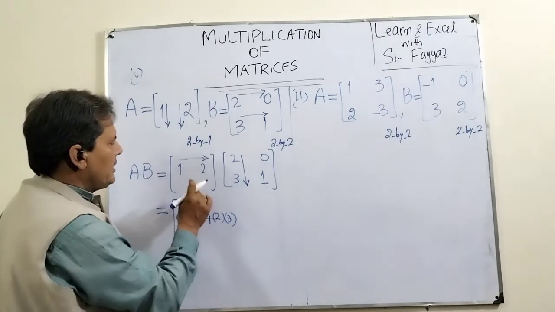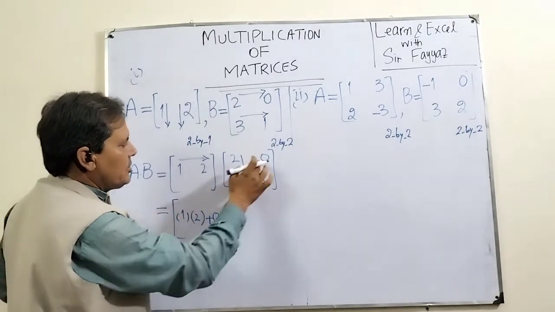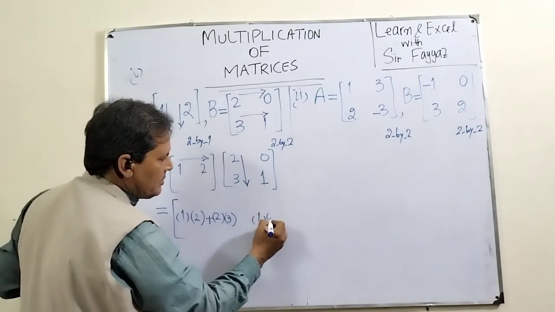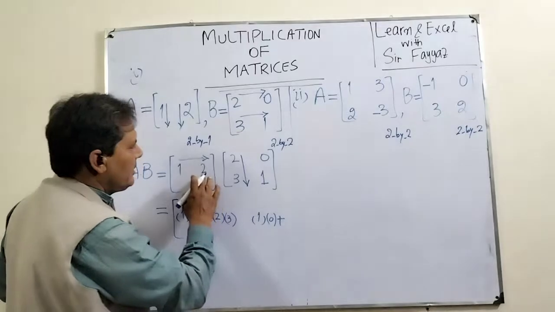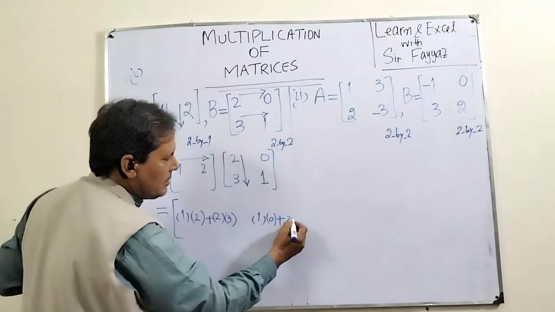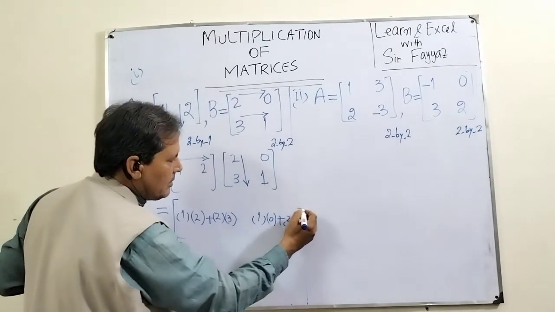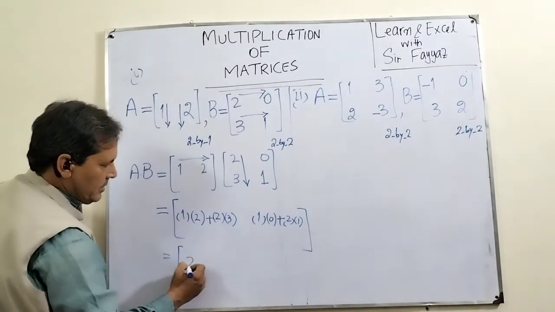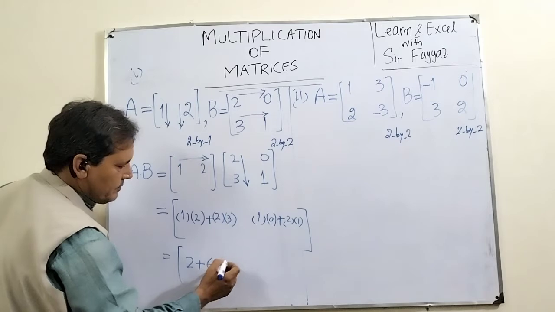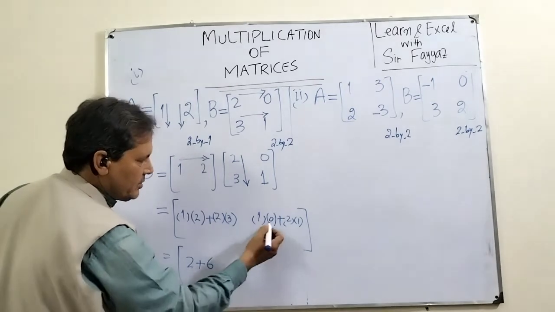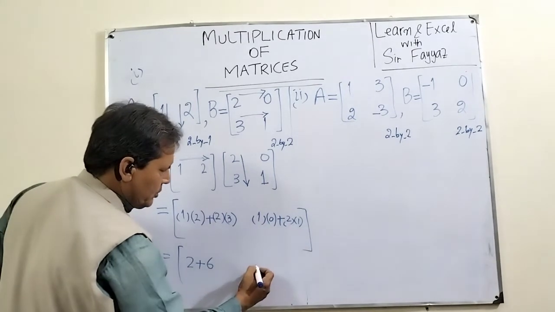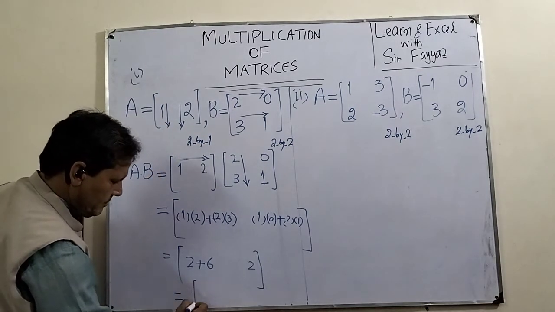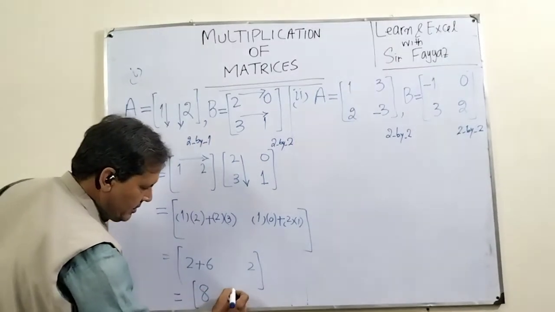Now we go for the other one. 1 times 0, we'll leave a space, 1 times 0, then the plus sign, and then 2 times 1. This becomes 2 times 3 is 6 plus 2, 1 times 0 is 0, 2 times 1 is 2. So the answer is 8, 2.